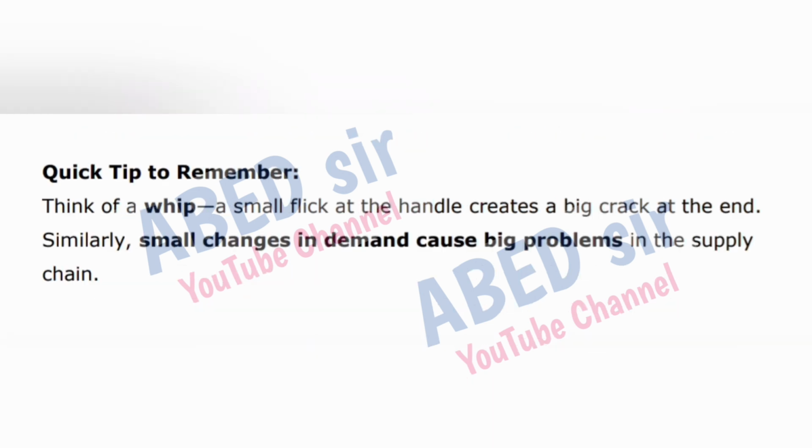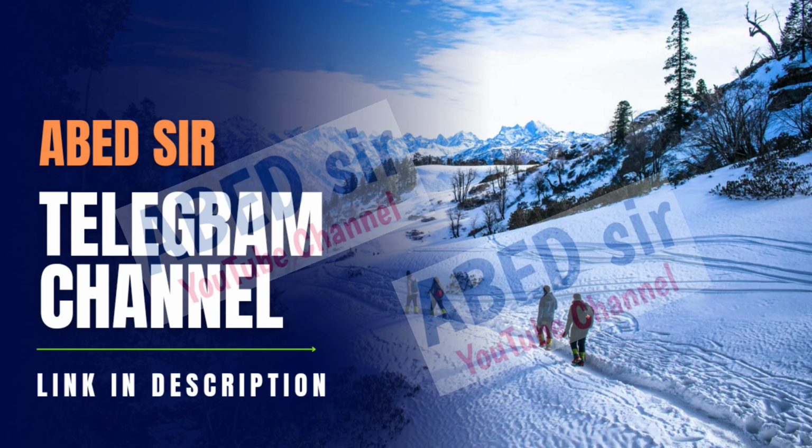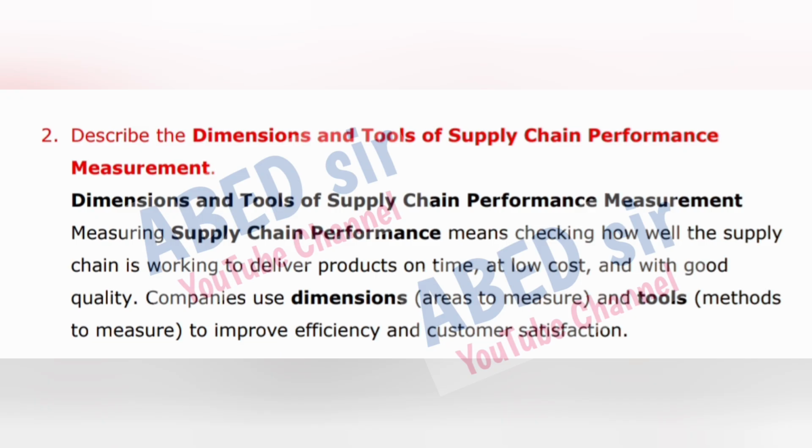Quick tip to remember. Think of a whip. A small flick at the handle creates a big crack at the end. Similarly, small changes in demand cause big problems in the supply chain. Next important long question is: 2. Describe the dimensions and tools of supply chain performance measurement.